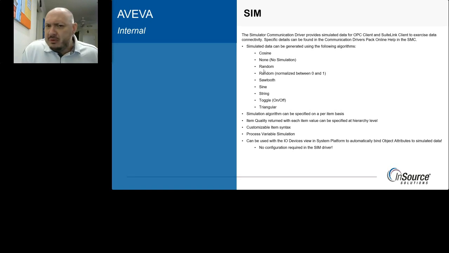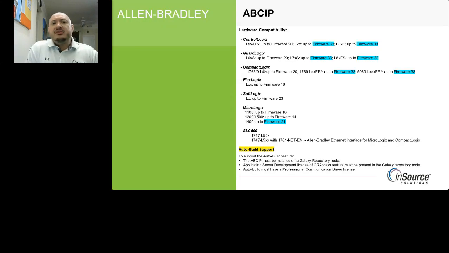So if you haven't played around with it, I would suggest at least installing the communication drivers pack and utilizing the SIM simulator. The next is the ABCIP. The ABCIP is going to be for your Allen Bradley ControlLogix, CompactLogix, MicroLogix, and a few of the other ones that you see here. We also support SLC 500s. That hasn't necessarily changed, but you will have to utilize an interface card for MicroLogix or CompactLogix to communicate to it. That's just with this driver.